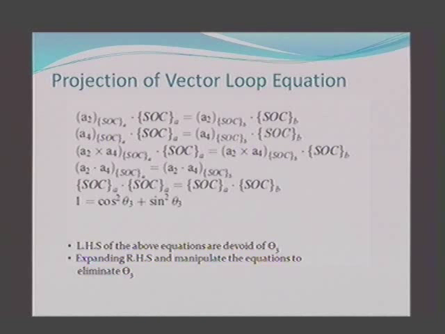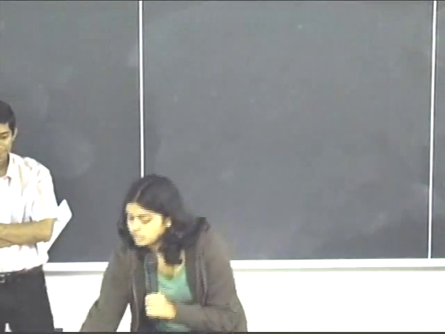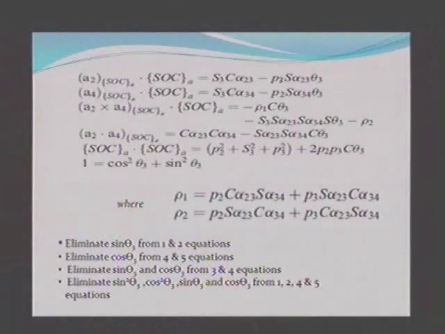So now we need to expand the RHS to eliminate theta 3, for which we expanded the RHS, and from the first two equations, the theta 3 there is actually sine theta 3. So we are eliminating the theta 3 by equating both the equations. And similarly, from the fourth and the fifth equation, we eliminate the cos theta 3. And similarly, we manipulate these equations and eliminate theta 3 completely.